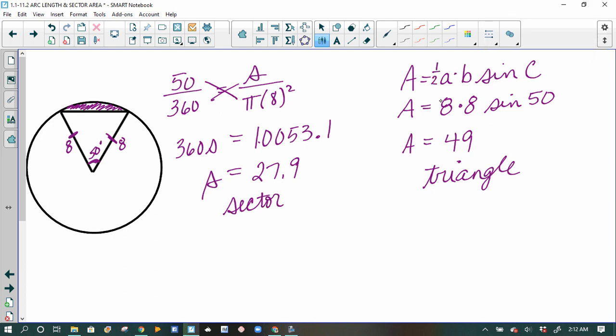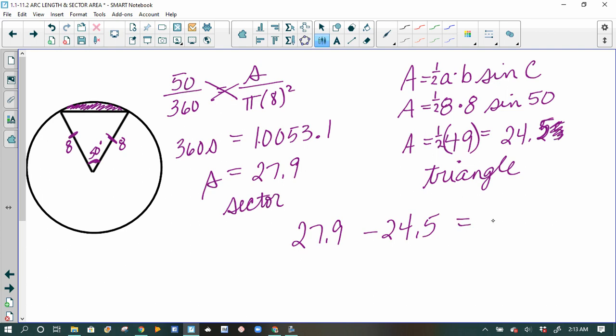We have to multiply by 1/2. So we're going to take half of 49. So half of 49 is 24.5. Can't even read my calculator. All right, so if the area of the whole slice of pizza is 27.9 and you eat the triangle, so 24.5, then the crust is what's left. So 27.9 minus 24.5, which is 3.4.